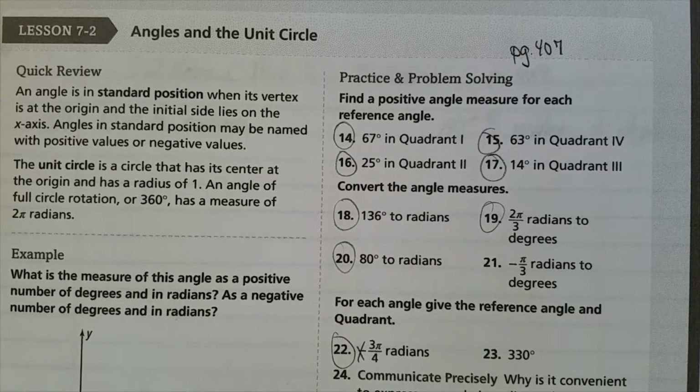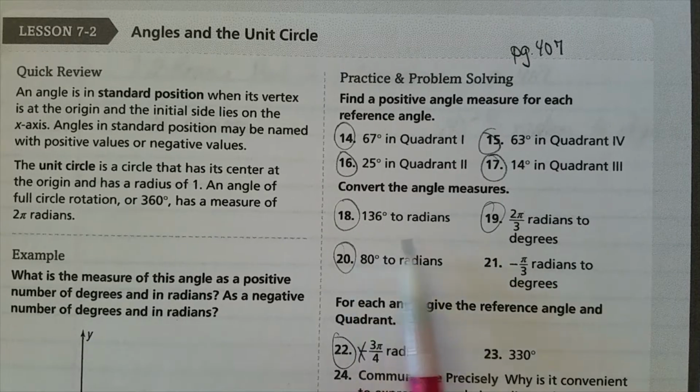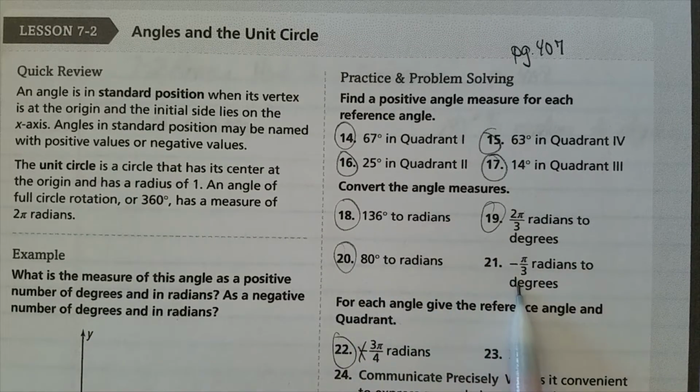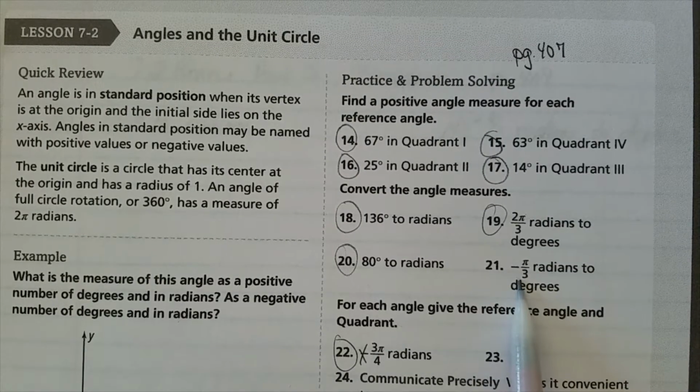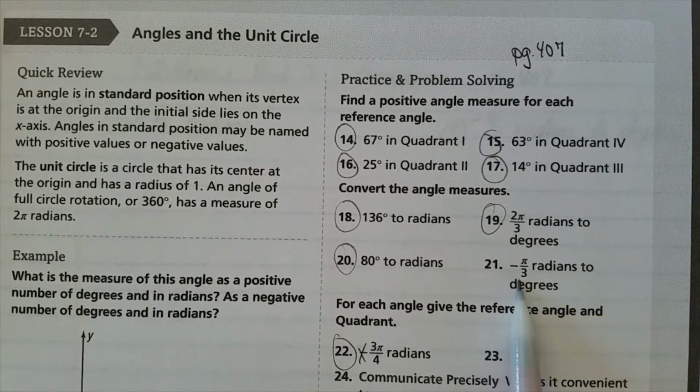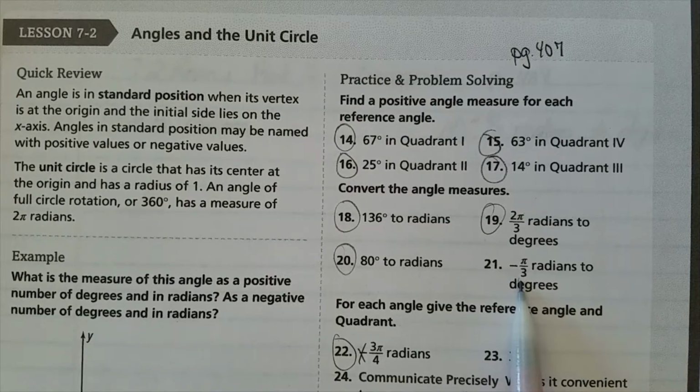Let's go over some conversions between degrees and radians. I'm looking at page 407 in the textbook. I'm going to do 18 through 20. I'm not real fond of 21. I'm not giving you anything with negative angle measures in your test, so don't worry about this. I did create an extra one just for your viewing pleasure.